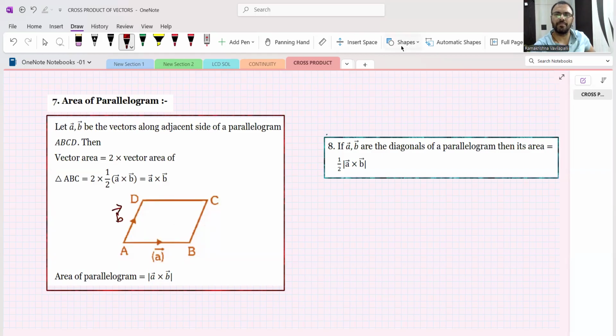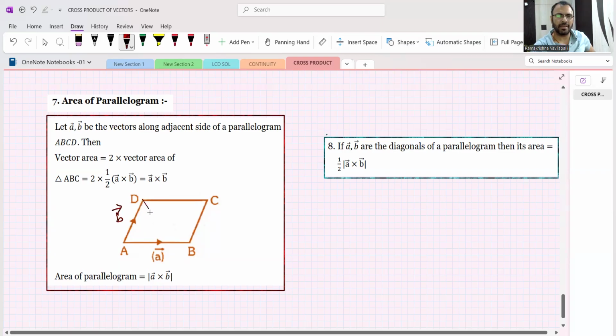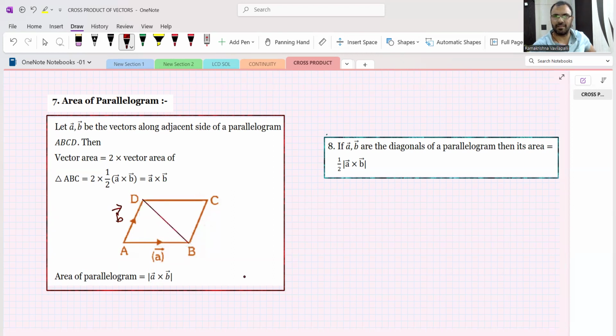Right. Well, what are the diagonals? You see that this is the diagonal BD. Well, what is the area of triangle ABD? Area of triangle ABD is half of modulus of A bar cross B bar.